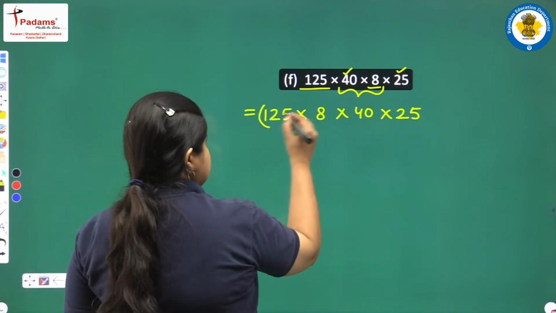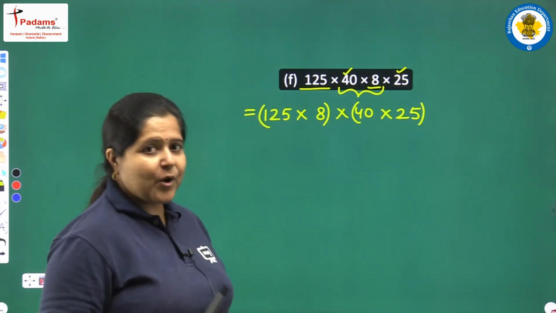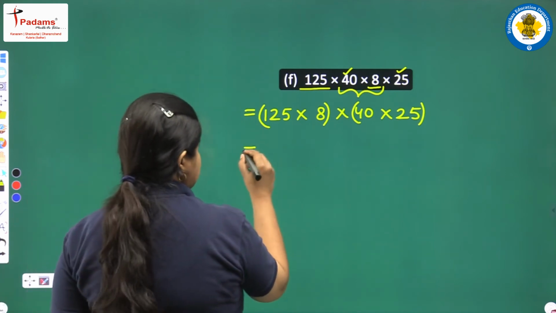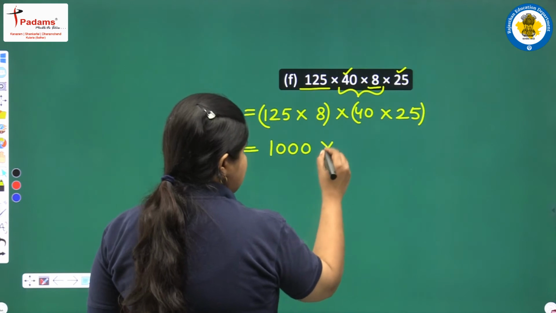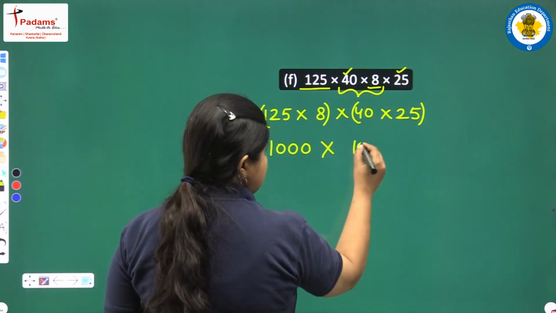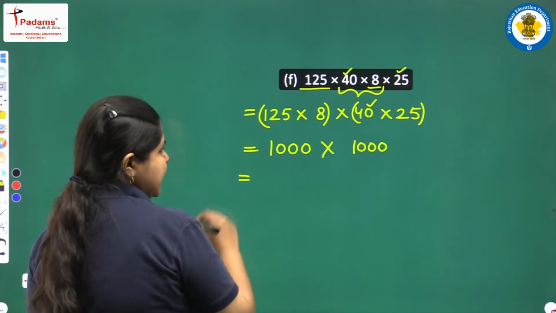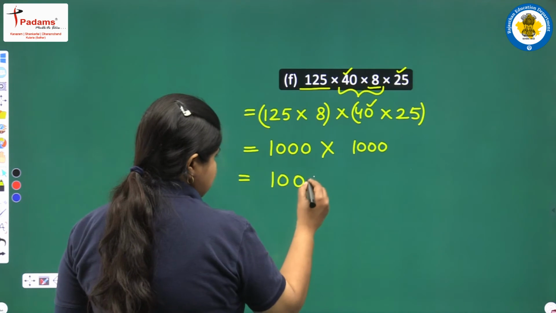Now we will pair up these 2 numbers together and these 2 numbers together by the property of associativity. Next we multiply these 2 numbers. We know it's 1000 and 25 fours is 100 and this one more 0 is there. So 1000 into 1000. What do we get? 6 zeros.